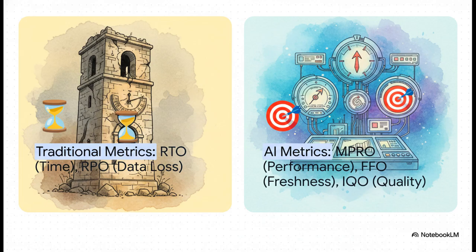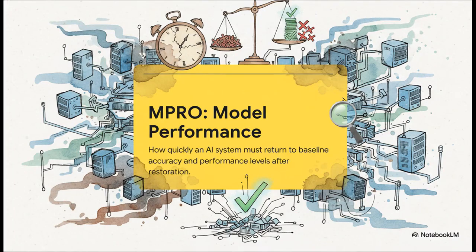And the reason for this whole shift is actually pretty simple. For an AI system, just being on means nothing if the answers it's giving are garbage. Recovery has to be about the quality of the output, not just about having a green light on a dashboard. So let's break these down. First up, MPRO. That's the Model Performance Recovery Objective. This is all about asking, okay, the system's back on, but how long until it's actually smart again? How fast does it return to its baseline accuracy? Because let's face it, a restored model that's making terrible decisions isn't recovered.